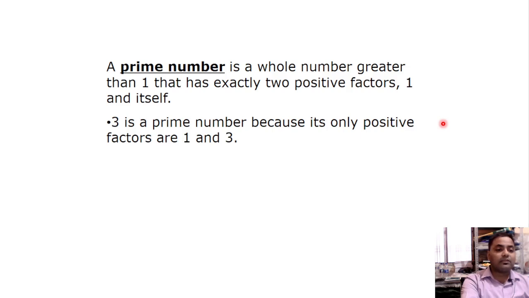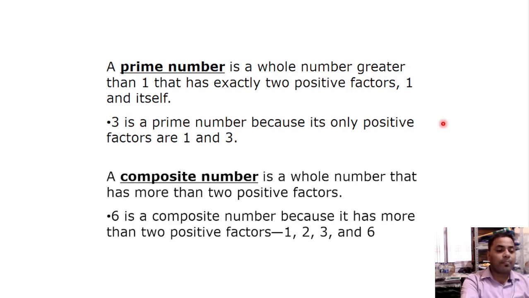A prime number is a whole number greater than 1 that has exactly two positive factors, 1 and itself. 3 is a prime number because its only positive factors are 1 and 3. A composite number is a whole number that has more than two positive factors. 6 is a composite number because it has more than two positive factors: 1, 2, 3 and 6.